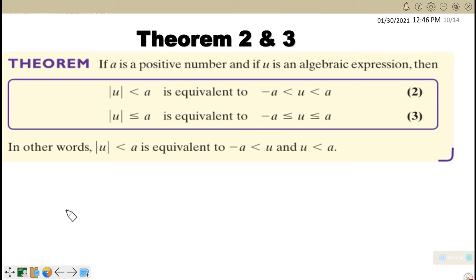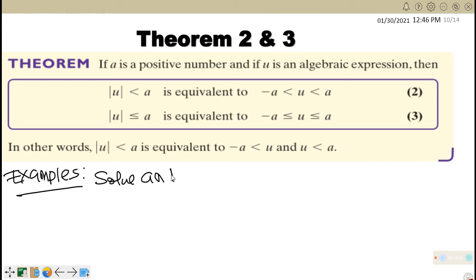Examples. So consider this example. Solve the inequality and express your answer using set notation or interval notation and graph the inequality. Solve and graph your solution.